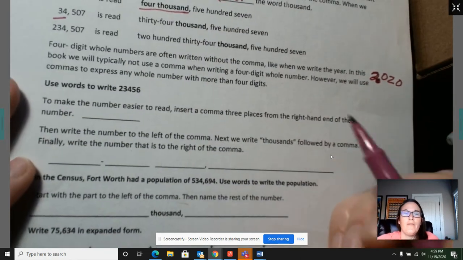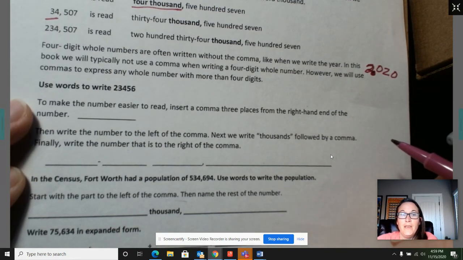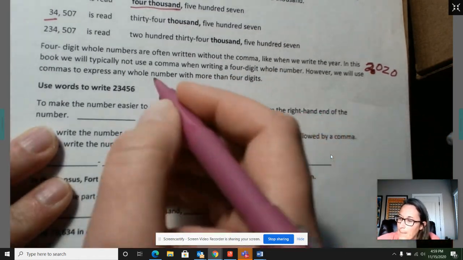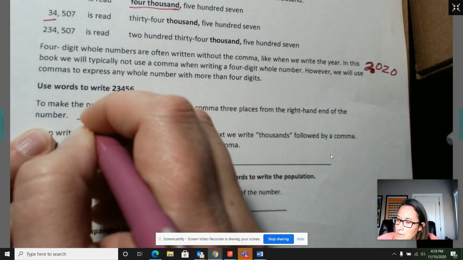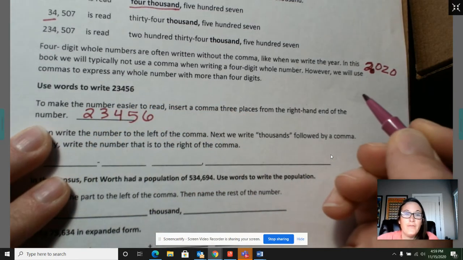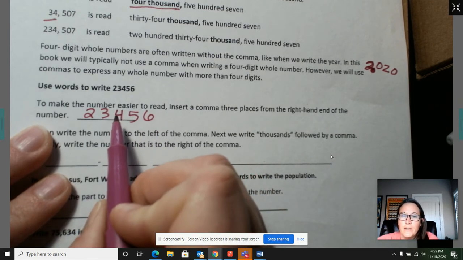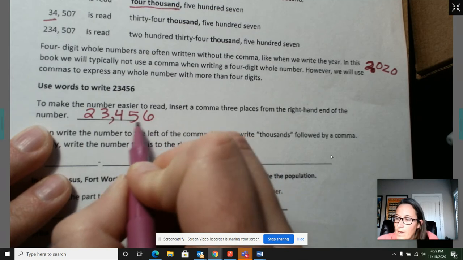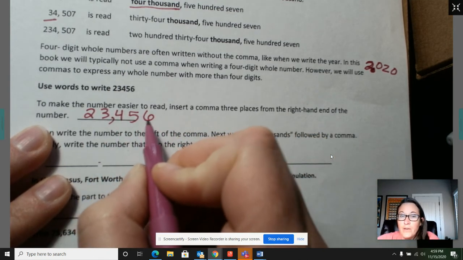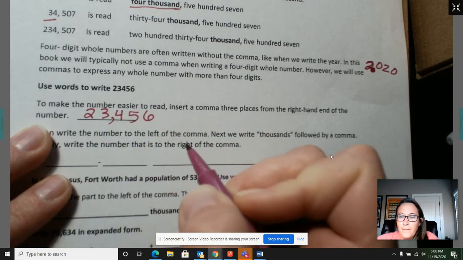Okay. So let's look. We have 2, 3, 4, 5, 6. We're missing something there, right? We need a comma. Absolutely. So I'm going to write the number here. 2, 3, 4, 5, 6. And to figure out where, we just did this earlier, we said there's ones, tens, hundreds, comma. So it's 1, 2, 3, comma. Super important. You know that. So you got your first digit over here. You have to start in the ones place. 1, 2, 3, comma.